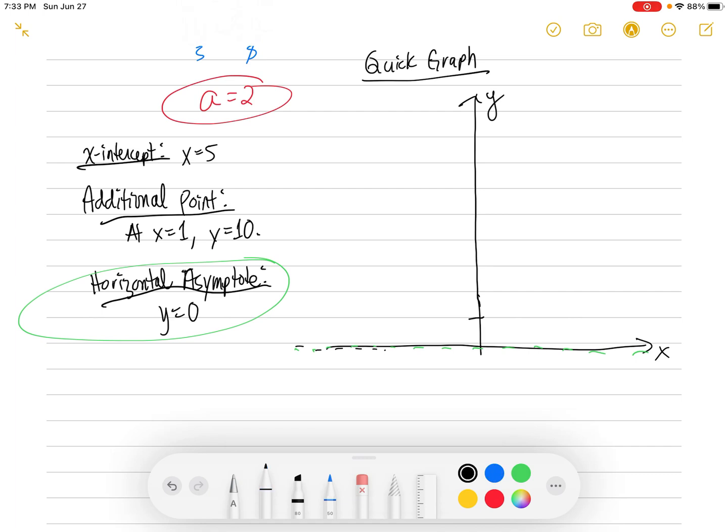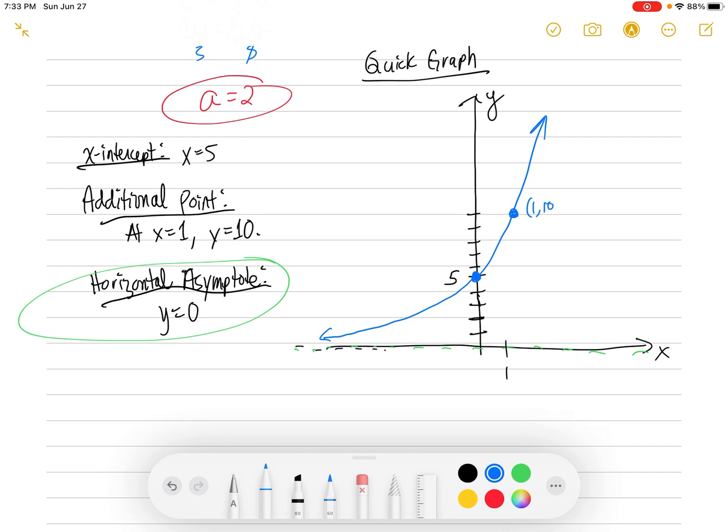So first I'm going to put down the horizontal asymptote here at y equals 0. Let me put it in green here. It's my horizontal asymptote. I take my intercept at 5, which is also called the c value. And then at x equals 1, we're going to be up at 10 on the y. And we'll connect those 2 points.